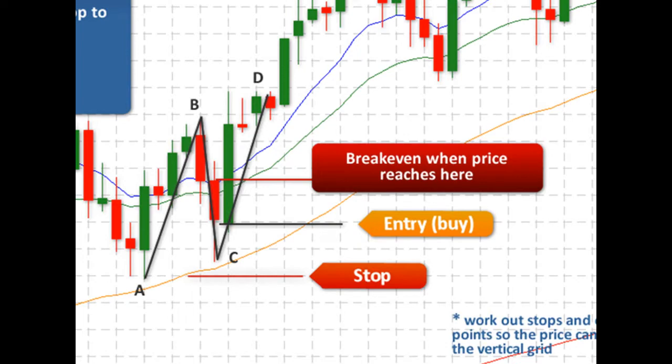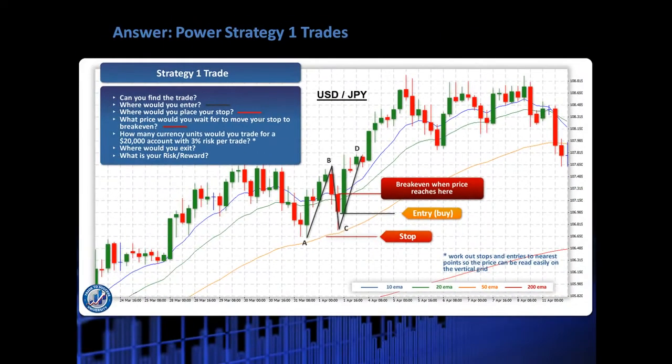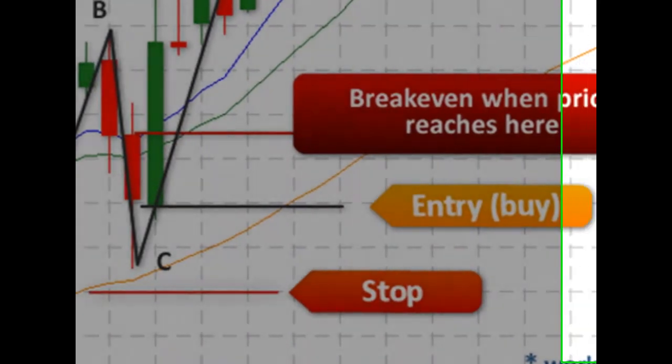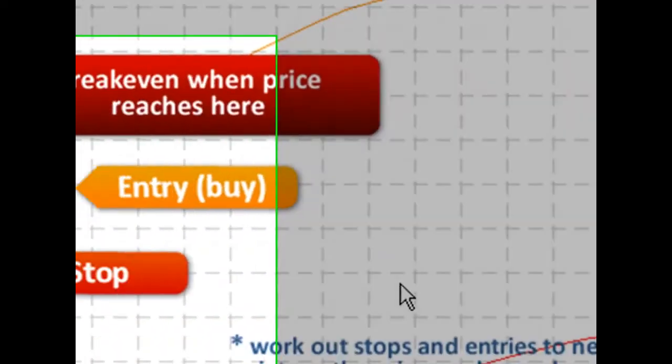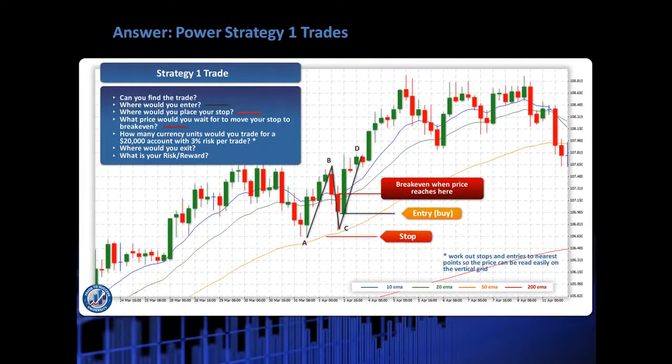So how many currency units will we trade here? We know it's a US dollar against Japanese yen trade. We know we've got a $20,000 account, 3% risk. Entry at 106.98. Stop at 106.65. So let's use the trade size calculator.